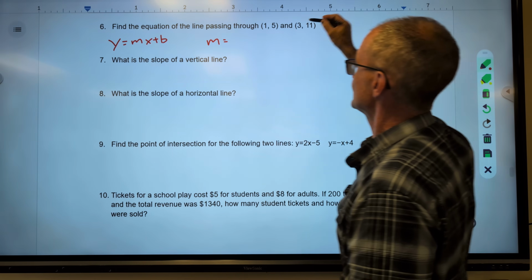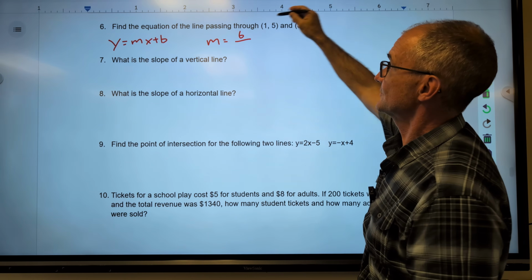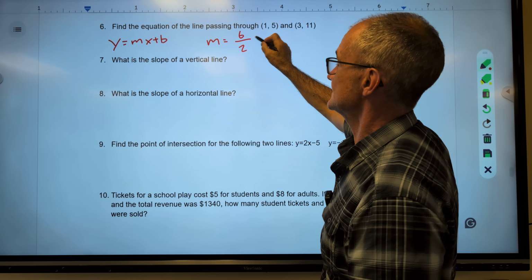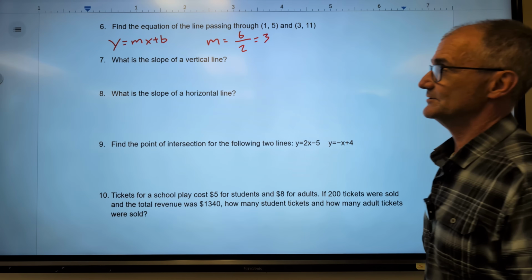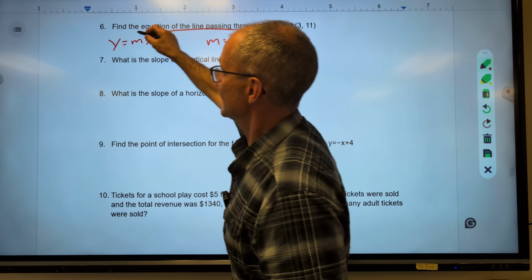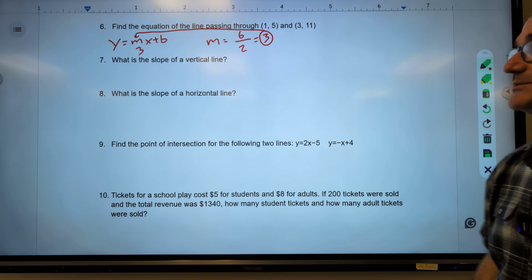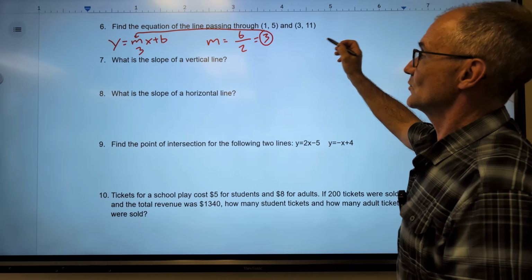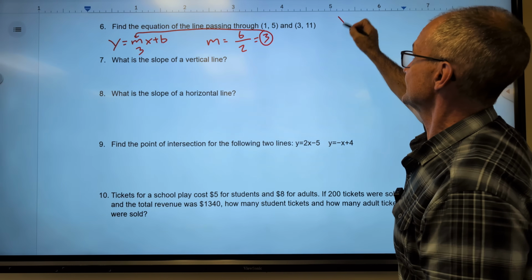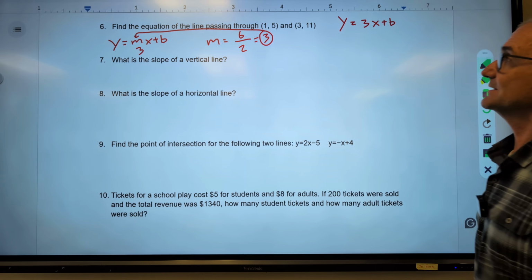M is going to equal 11 minus 5, which is 6, over 3 minus 1, which is 2, and my slope is 3. I take that m value and plug it in here to get y = 3x + b. So I have y = 3x + b. I need to solve for my y-intercept b.